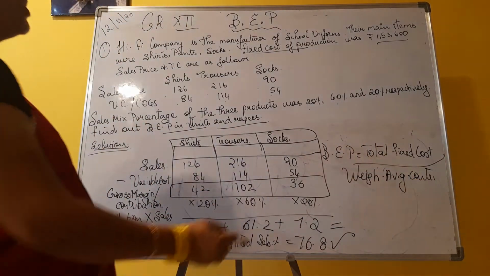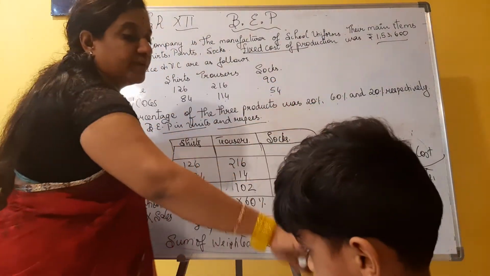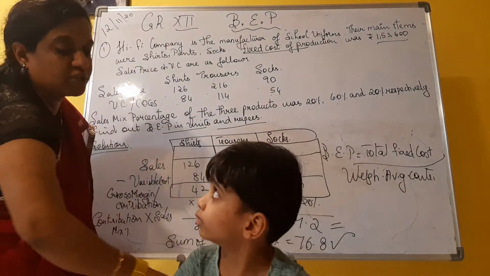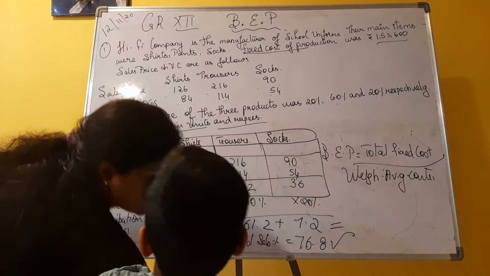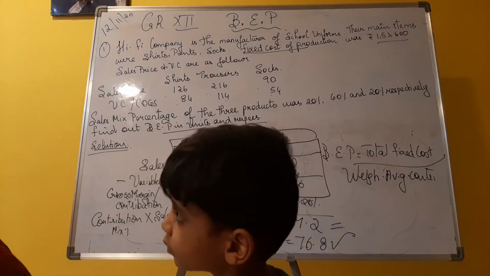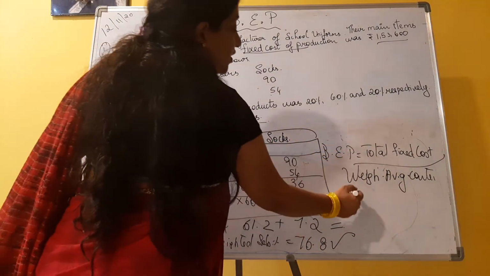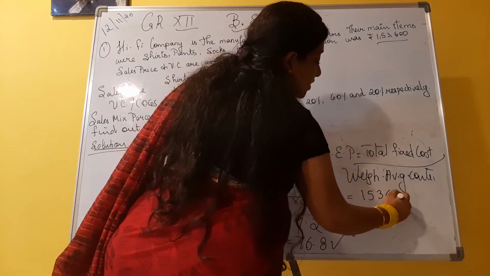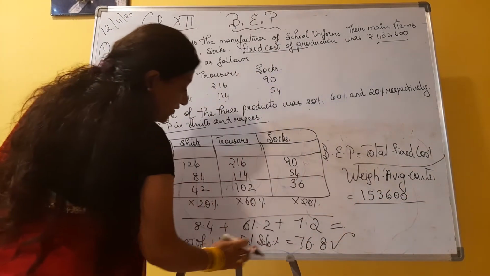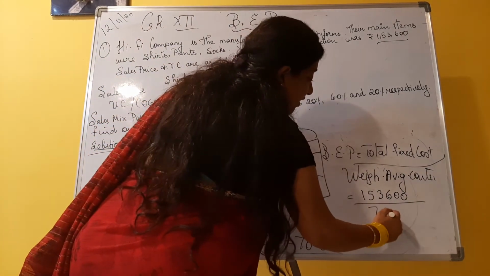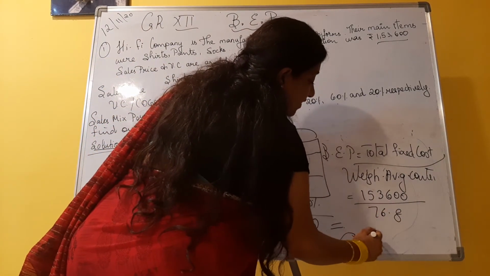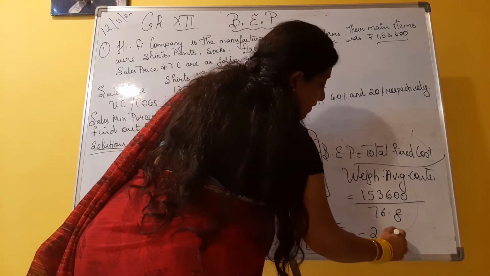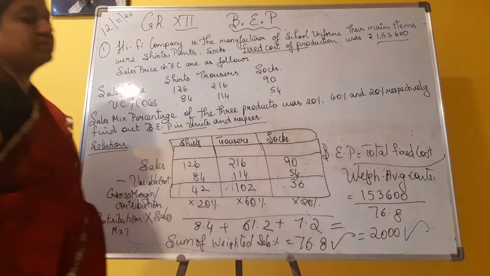What is the total fixed cost? It is given in the question, children. Total fixed cost is 1,53,600. What is the weighted average? We have added it, 76.8. So that will give us 2,000. The answer is done. Understood?